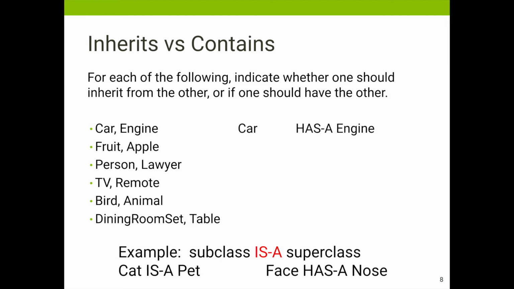Okay, car, engine. A car has an engine. Okay, we know that a car isn't an engine, and an engine isn't a car. A car has an engine. Fruit and apple. An apple is a fruit. You don't want to go the opposite direction. You don't want to say a fruit is an apple. Okay, an apple is a fruit.